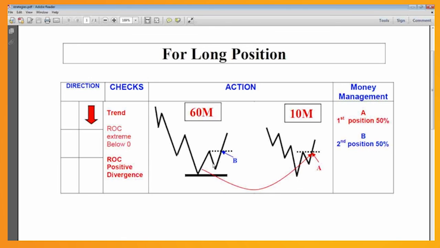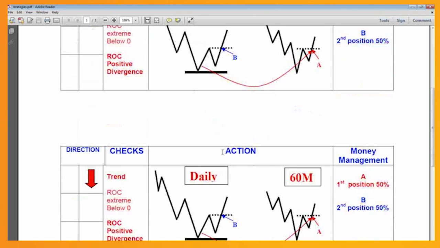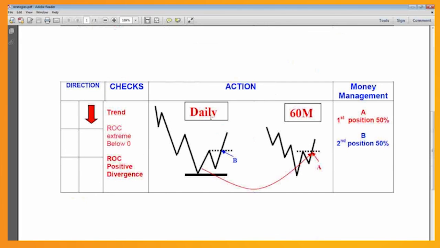Then I'm waiting for the next failure swing on the 60 minutes, which is my original time frame, and I buy here the next 50%. If you are on the daily, then again you check that the market is going down. Let's suppose this is my daily time frame, then the lower time frame is the 60 minutes, and you go for the first failure swing on the 60 minutes, and then you add on the daily time frame.